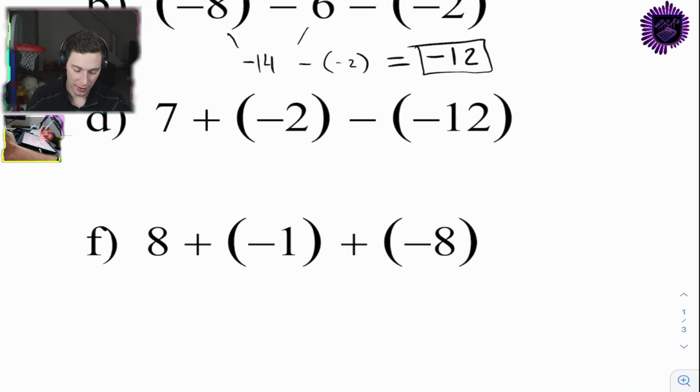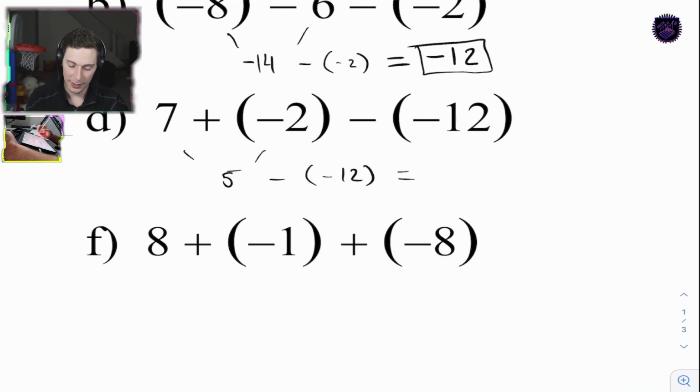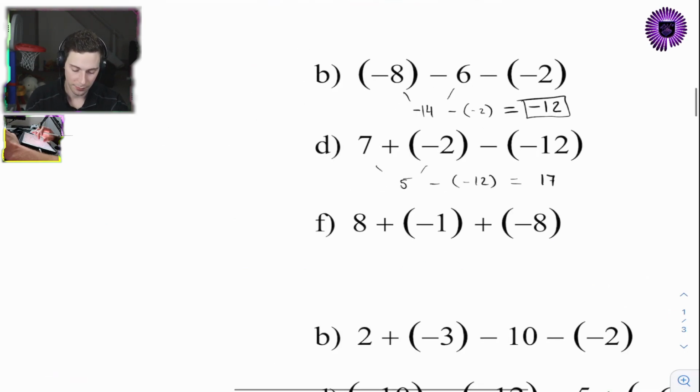7 plus negative 2, so this is going to equal 5. And then we minus negative 12, and that's going to equal 5 minus a negative. It's like adding a positive, moving in the same direction as if we were adding a positive. And that's going to be 17. Positive 17.